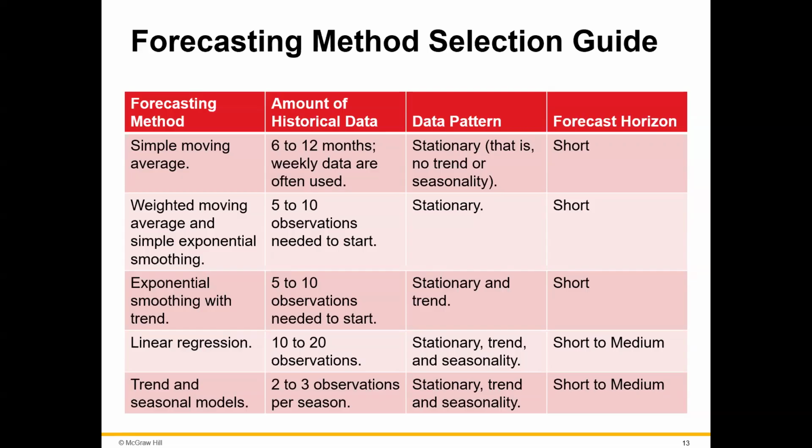Linear regression, we need 10 to 20 observations to start. It can do for stationary, meaning that flat line that we're not growing or decreasing the forecast. It can also do for a trend. You should remember from your stats that we have a slope that's included when we do regression. And we can also add in factors about seasonality. So if we have growth trend and seasonality, linear regression is a good approach, right?